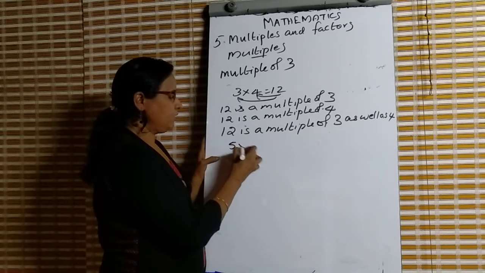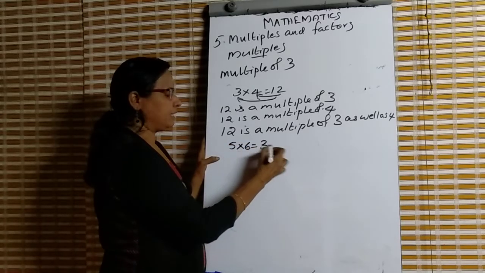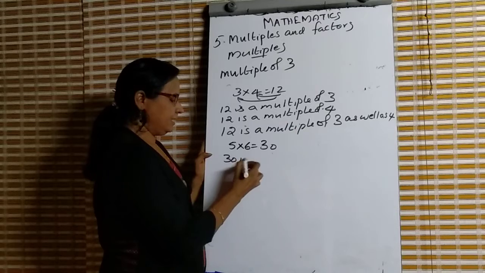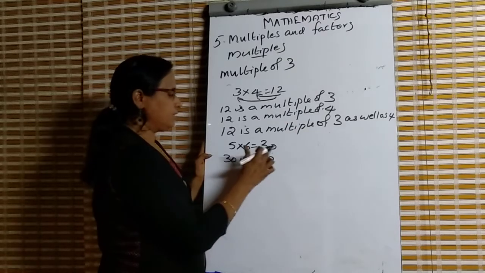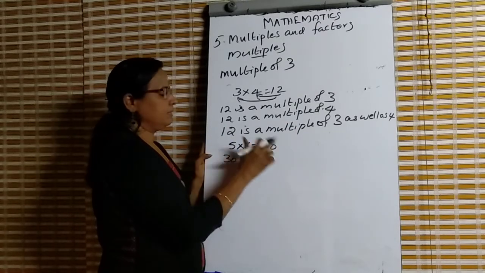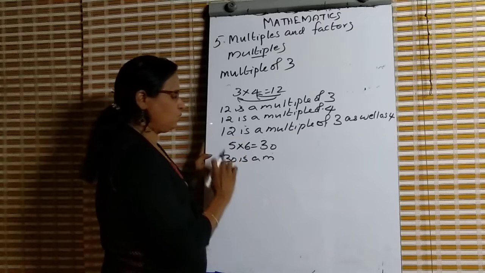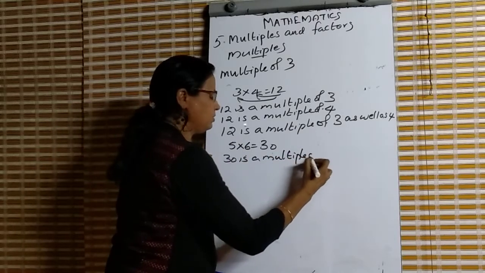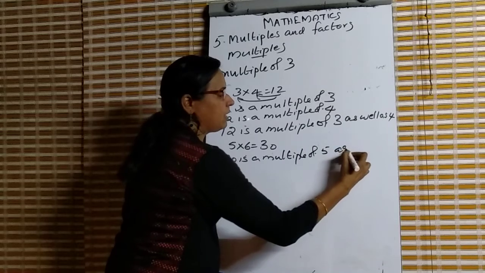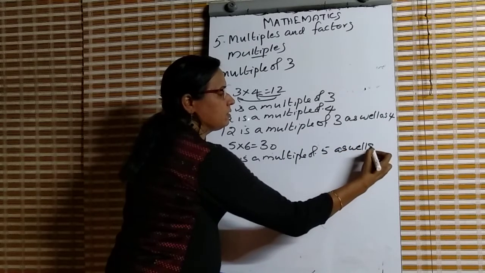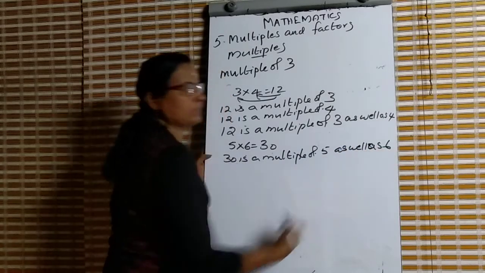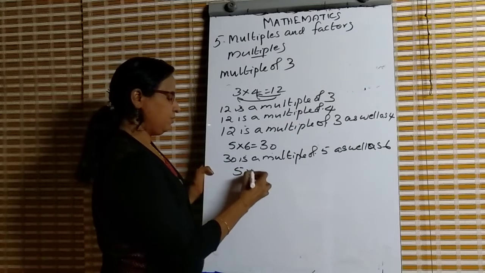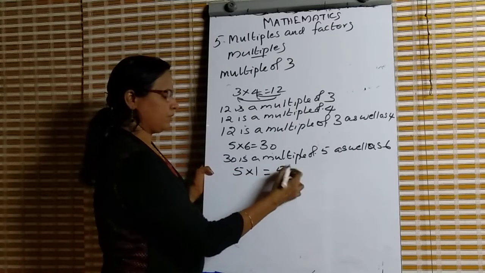Then 5 into 6 is equal to 30. Means 30 is a multiple of 5, and 30 is a multiple of 6. So we can write, 30 is a multiple of 5 as well as 6.